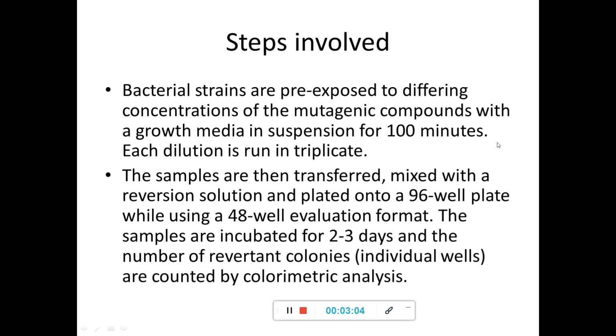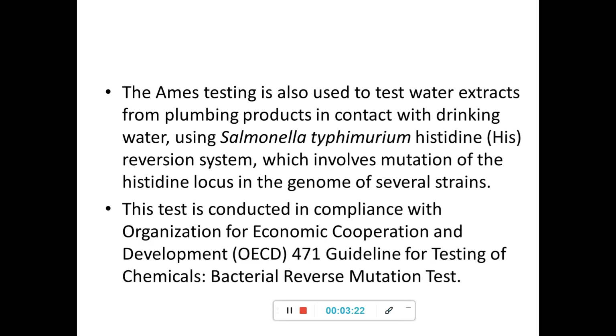Then the sample is transferred, mixed with a reversion solution and plated on a 96 well plate while using a 48 well evaluation format. And then the samples are incubated for 2 to 3 days, and the number of revertant colonies are counted by the colorimetric analysis. Now this Ames test can also be used to test water extracts from plumbing products in contact with the drinking water using Salmonella typhimurium histidine reversion system, which involves the mutation of the histidine locus in the genome of several strains.